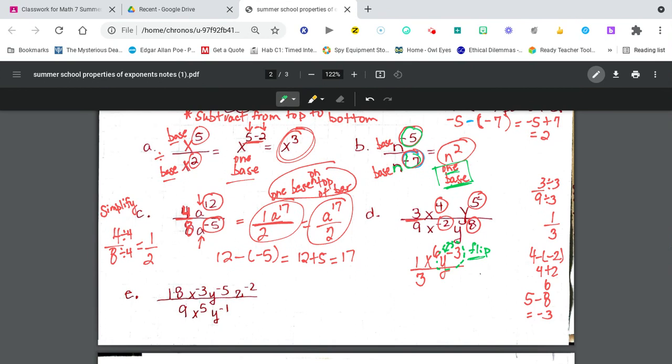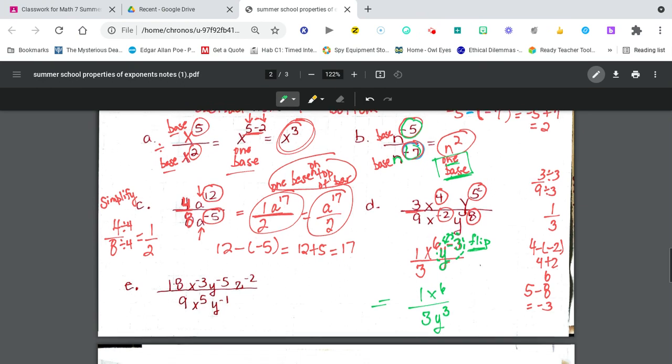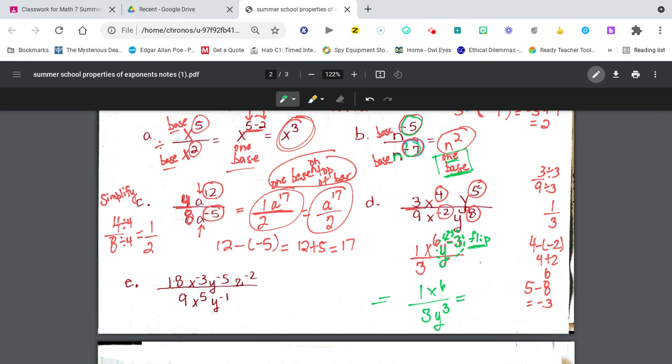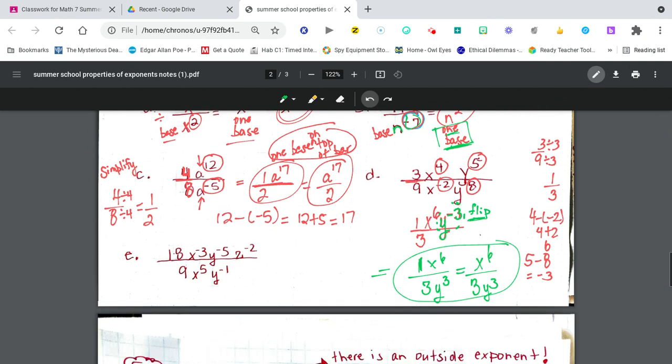Since I only have one base y and it has a negative exponent, I can go ahead and flip that. So that's going to be 1x to the 6. Your 3 stays, but that y is going to flip to the bottom, and -3 is going to become +3. But lots of times you won't see this 1. You'll just see x to the 6 over 3y to the 3rd. I will take either one of these. If you're confused on something, stop the video and let me know. If you don't know why I flipped that y, then let me know.